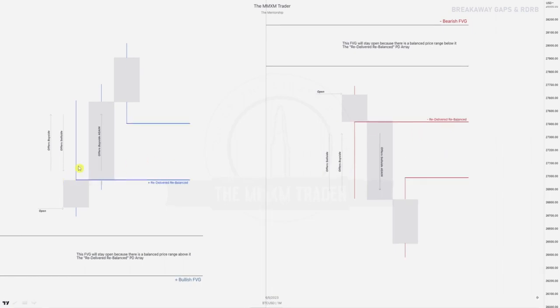You can draw out lines in this balanced price range, this BPR for short. This looks like a fair value gap, but we know this is a BPR and it is highly likely price can reject from this area. Same with the sell side: take a line from the opening again. Take a line from the closing price of this candle and then the wick of the last candle, and then you've got this redelivered rebalanced PD array.